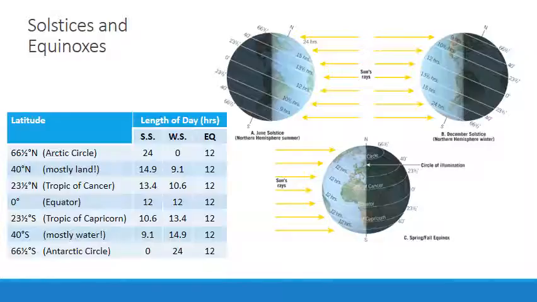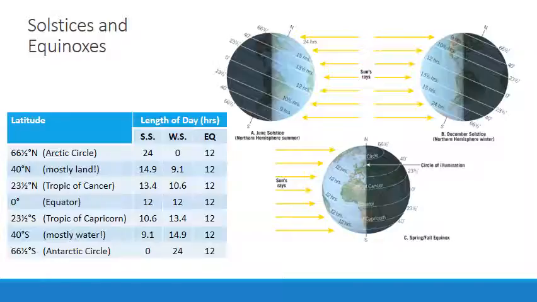Based on the annual migration of the direct rays of the sun, 4 days out of each year are especially significant. On June 21st or 22nd, the vertical rays of the sun strike 23.5 degrees north latitude. That's 23.5 degrees north of the equator. That line of latitude is the Tropic of Cancer, and for people living in the northern hemisphere, June 21st is the official summer solstice, or the first official day of summer.